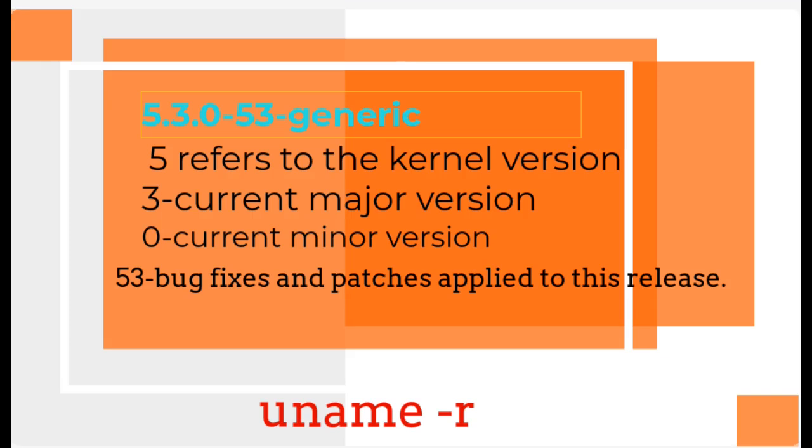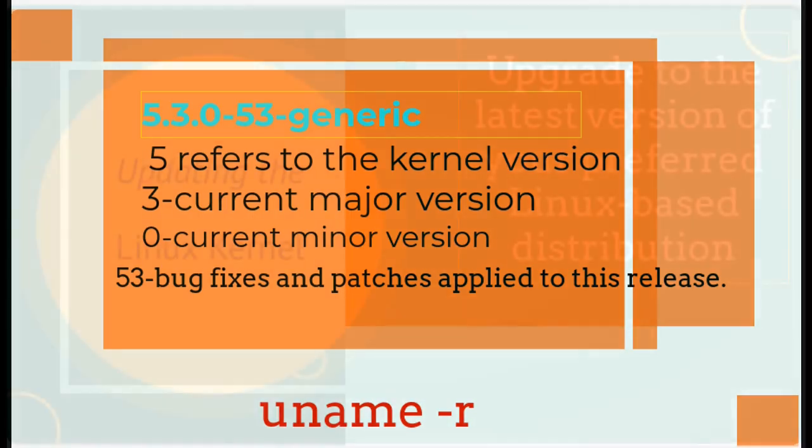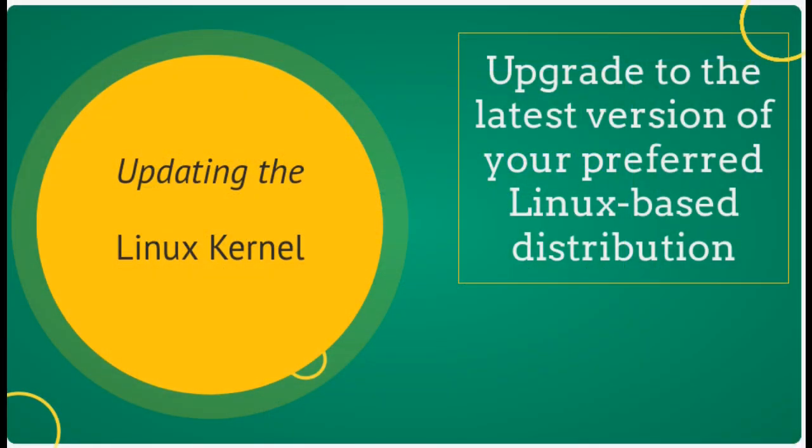The last bit will be specific to the distribution you are running. This string indicates that I am running a generic version of Ubuntu 18.04. The best way to update your Linux kernel version is by upgrading to the latest version of your preferred Linux-based operating system.